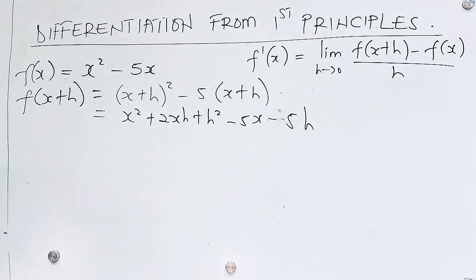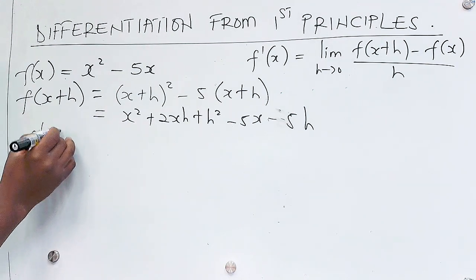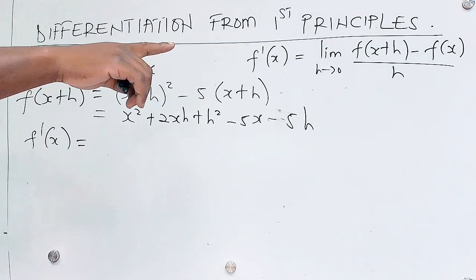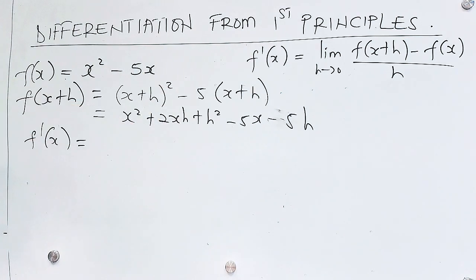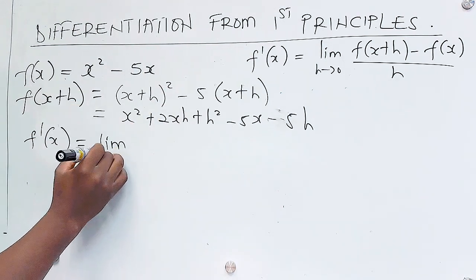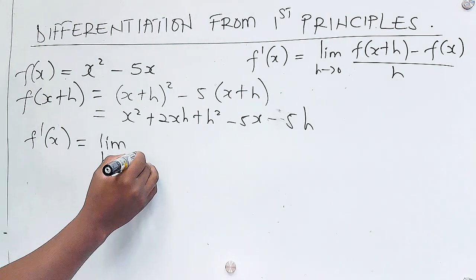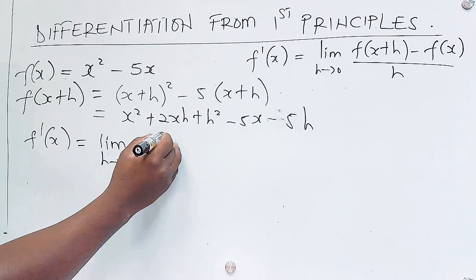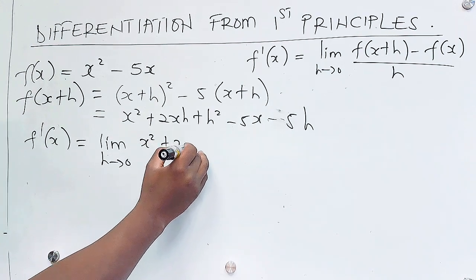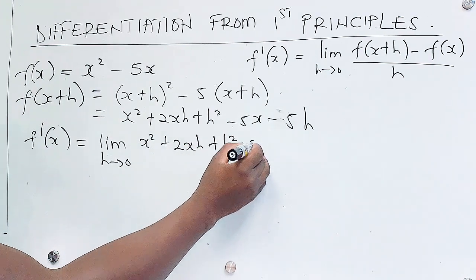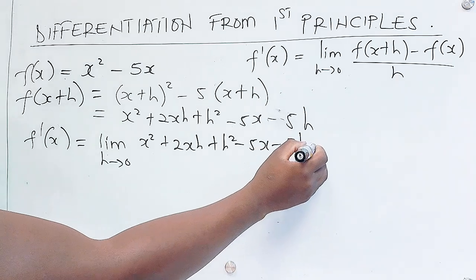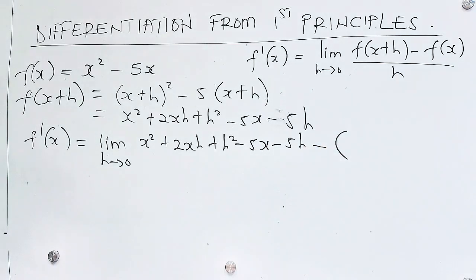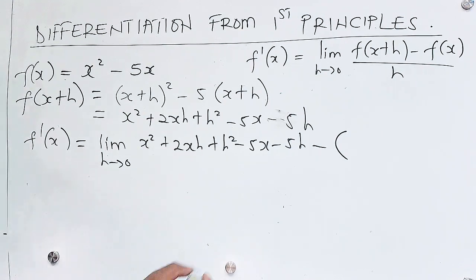Now we go back to our formula, f prime of x. So we substitute now, we have our f of x plus h. But we don't leave out the limit as h approaches 0. So f of x plus h is x squared plus 2xh plus h squared minus 5x minus 5h, minus, then you open a bracket when you subtract your f of x, because if your f of x is more than 2 terms, you have to open a bracket like that.